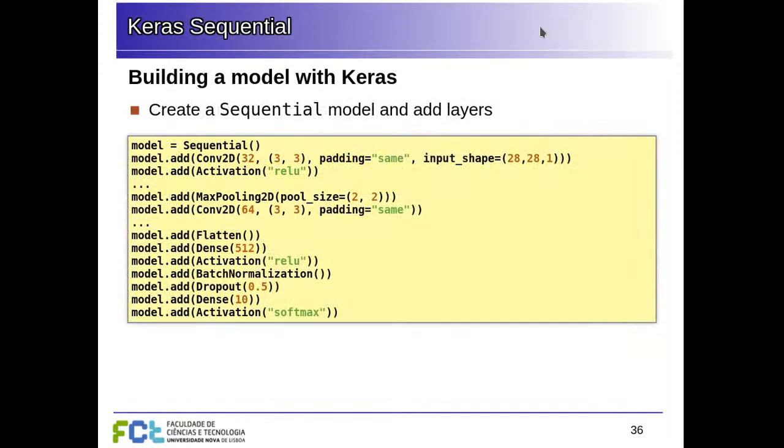So to build a network with the sequential model, you create an object of the sequential class, and then you use the add method to add layers to the network. For example, we want to add a two-dimensional convolutional layer with 32 filters and a kernel that is 3 by 3. On the input, we use padding. Padding same means that the input is padded with zeros, so that the feature map retains the same size as the input. And in the first layer, we need to specify the shape of the input.